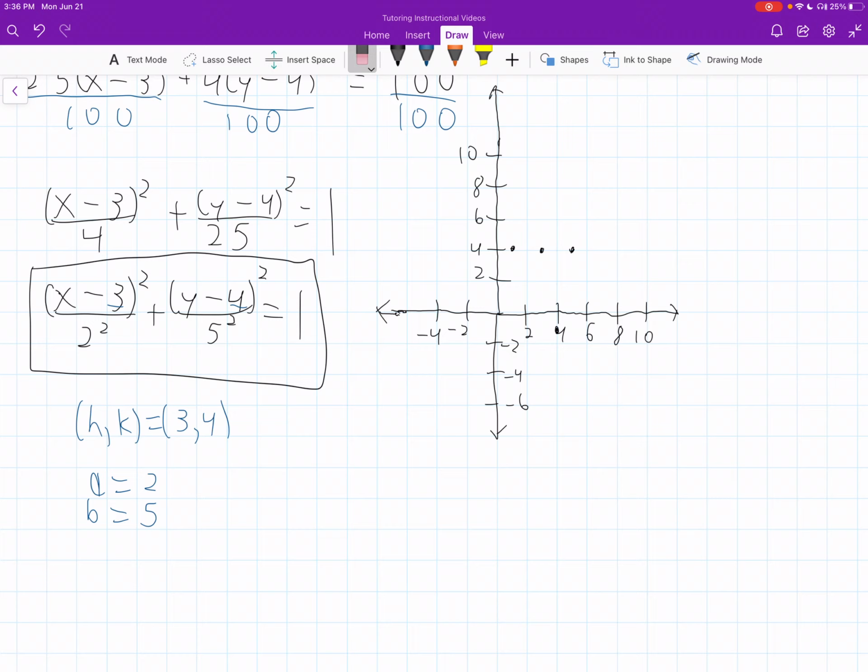Oops, sorry, I messed up the x coordinates on those vertical points. That should be here and here. So my ellipse looks something roughly like that. I'm not a great drawer, but hopefully you see what I'm getting at. So that would be the rough graph of that ellipse.